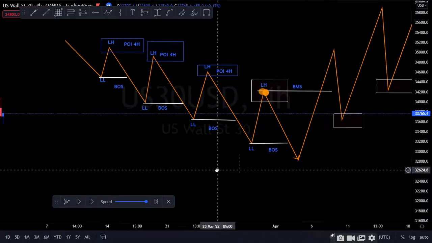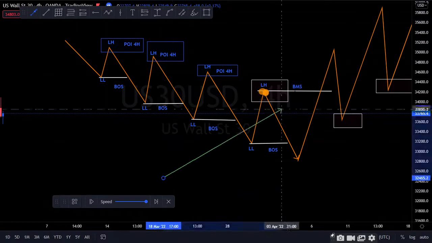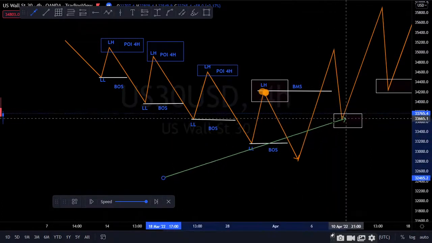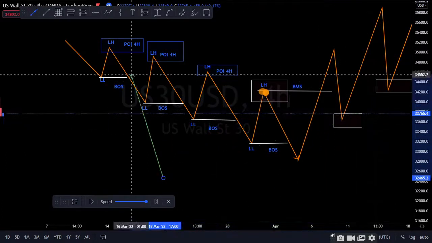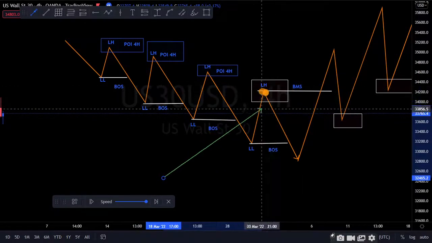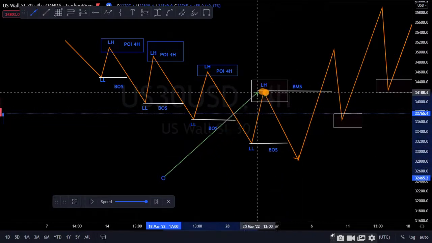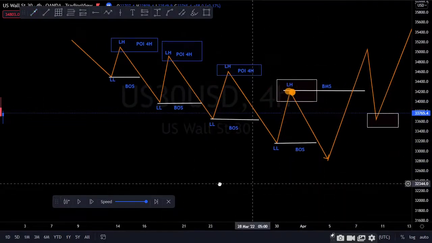You get it? So here we had a BMS, that is break of market structure, and then we start looking to buy at a demand zone. But until this structure is broken, or this last lower high is broken, you cannot say that the structure is over or the bearishness is over. You get it? Okay, good.